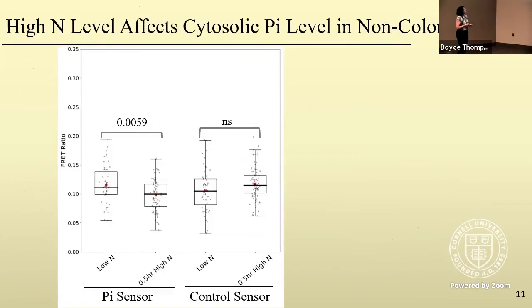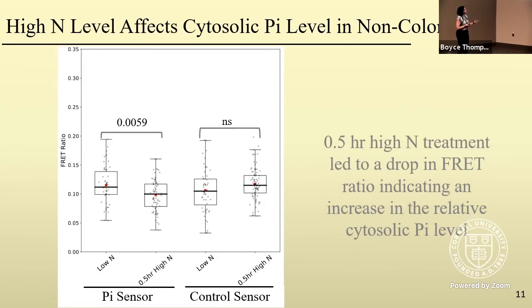And so again, what we found for this was that there was no significant difference seen between the control sensors in the two low nitrogen and the high nitrogen treatment conditions, but there was a significant difference between the low nitrogen and the high nitrogen treatment with the phosphate sensor. And in fact, going along with the data that the research group had found previously with the corn roots, they found that there was a drop in the FRET ratio, which, as I mentioned before, correlates to an increase in the relative cytosolic phosphate level.